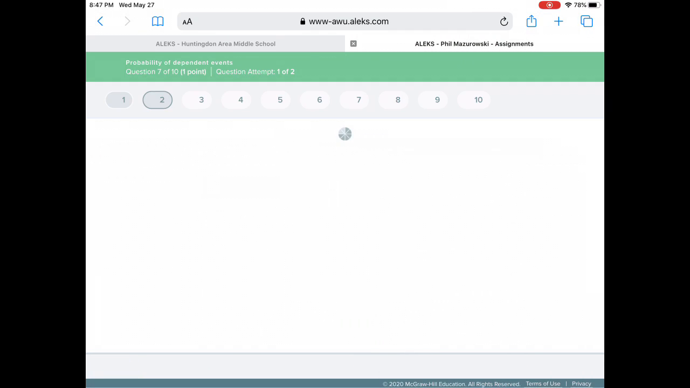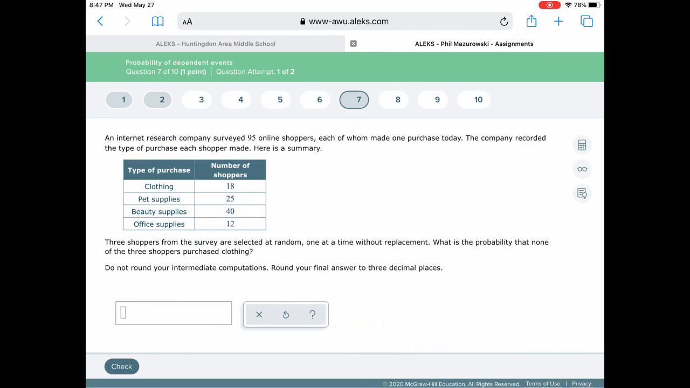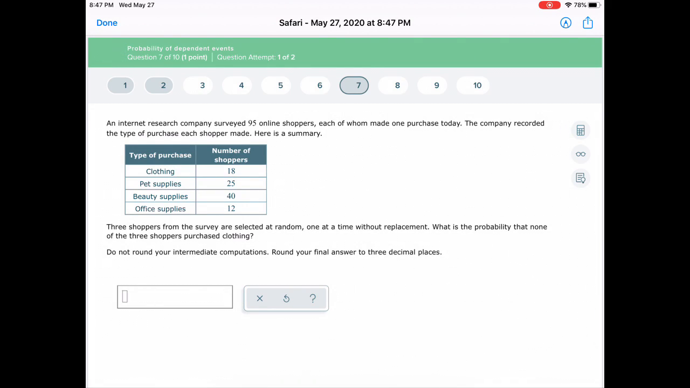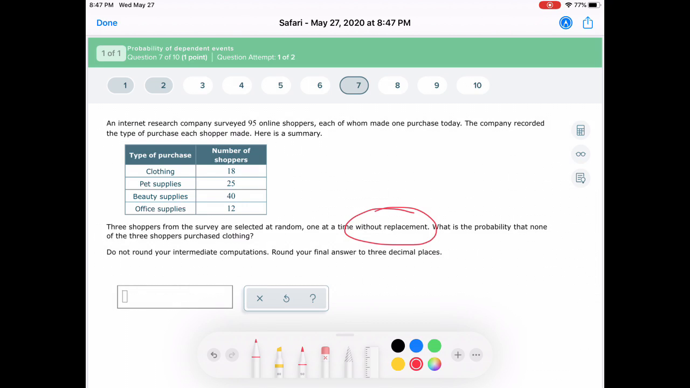Let's go ahead and look at just one more. These are all going to be pretty similar. You get the idea. An internet research company surveyed 95 online shoppers, each of whom made 1 purchase today. The company recorded the type of purchase: 18 clothing, 25 pet supply, 40 beauty supplies, 12 office supplies. This time 3 shoppers are chosen at random, so we're going to have 3 probabilities to talk about. And there's that word I was talking about before, without replacement. That means they're not putting it back. With replacement would mean it's always out of 95, but in this case, it's going to keep going down.